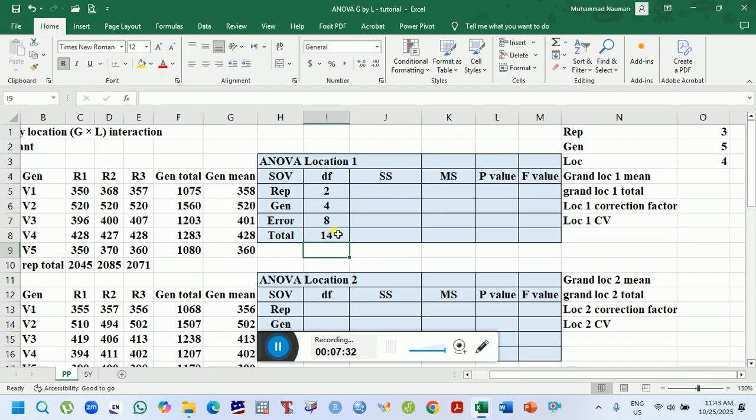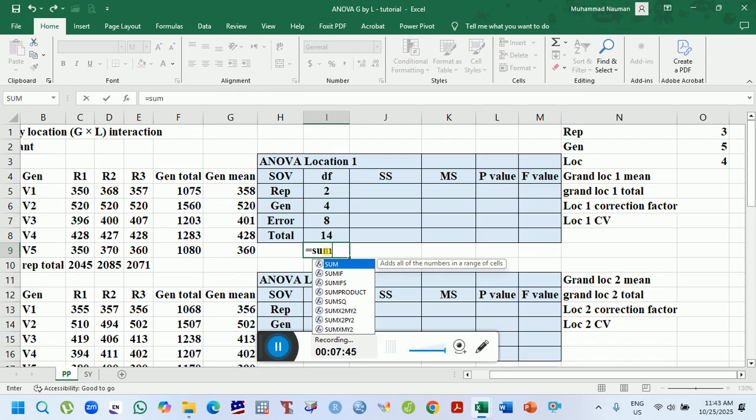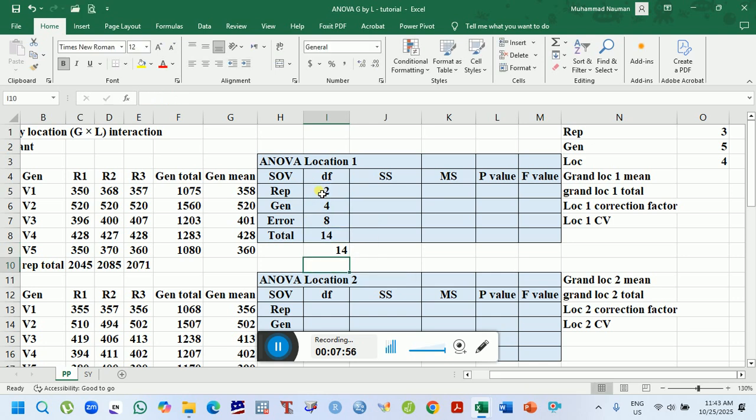Now we will cross check this answer by summation of replication, genotype, and error. Just for cross check is equal to sum, double click on sum, make the selection, replication, genotype, and error, press enter. This calculation was absolutely correct. Delete it now.